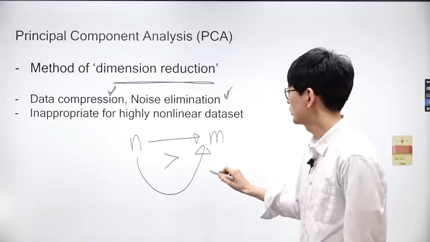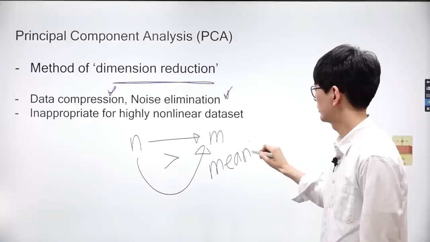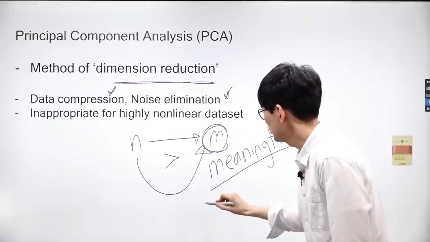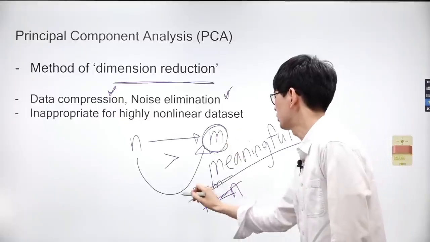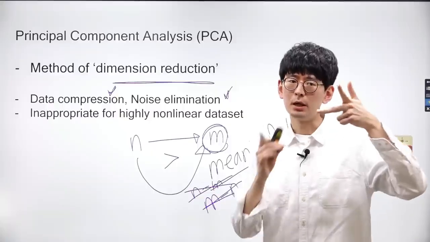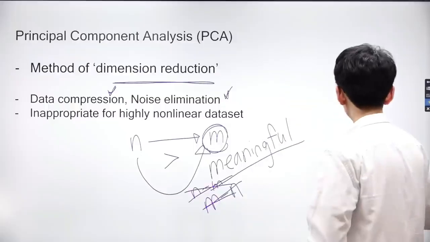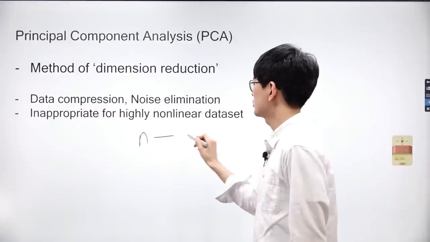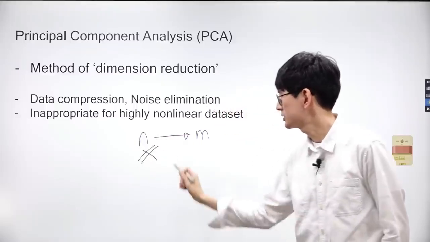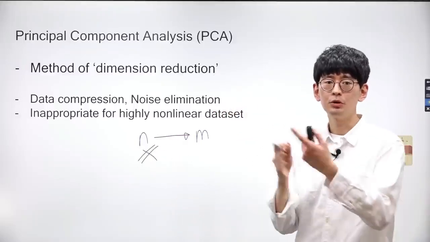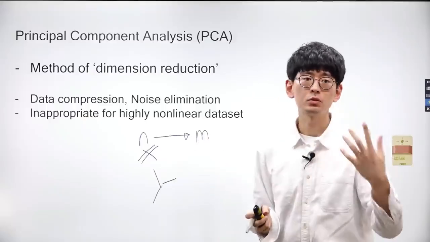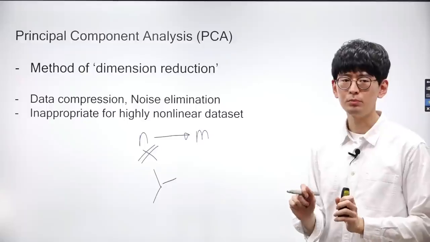Instead, we retain m meaningful data while discarding n-m meaningless dimensions. For example, if the data is three-dimensional, we keep two meaningful dimensions and eliminate one unnecessary dimension. However, when eliminating unnecessary dimensions, instead of simply discarding them, we transform the coordinate space before elimination. PCA is a method of dimension reduction that eliminates unnecessary dimensions within the transformed coordinate space.